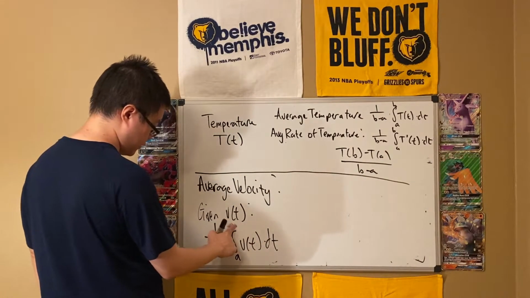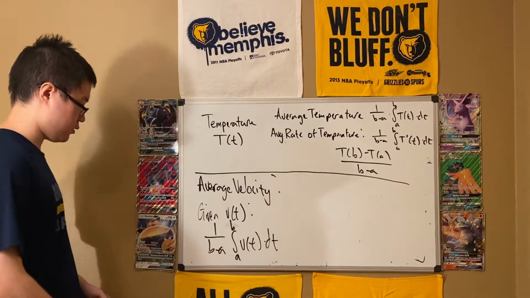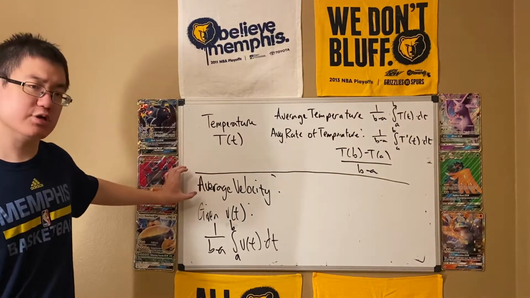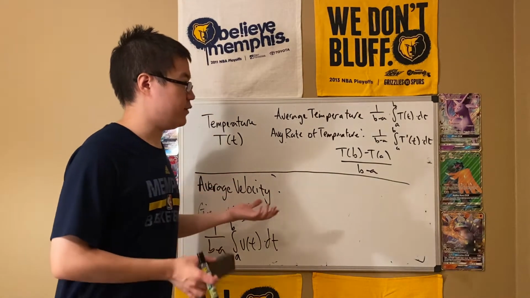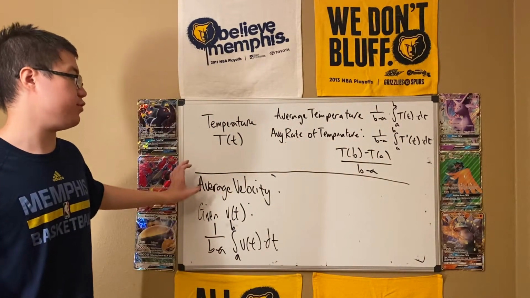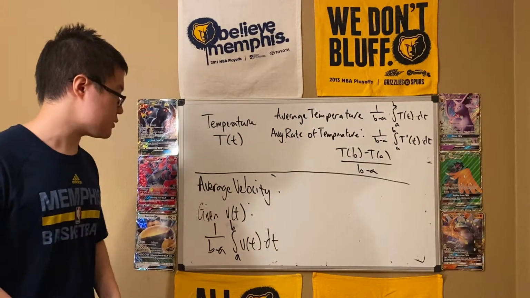That's a little b if you didn't know. Let me try to mark it out better. That's not the greatest, but whatever. So again, if you're given velocity, you're matching the thing you're trying to find the average of. If you're given velocity, you're doing 1 over B minus A, the integral of velocity to find average velocity.